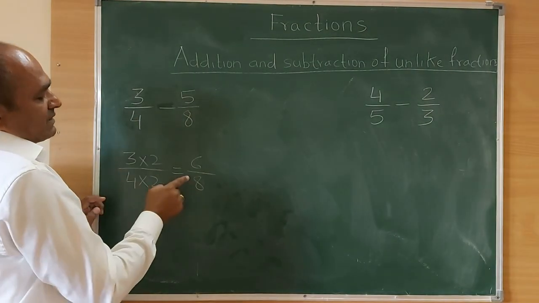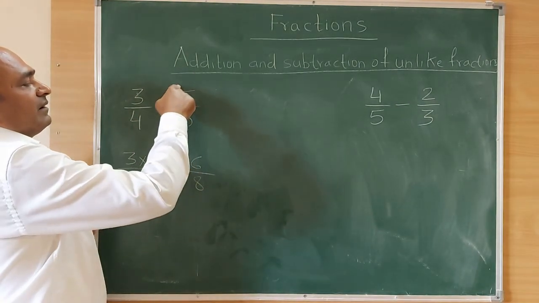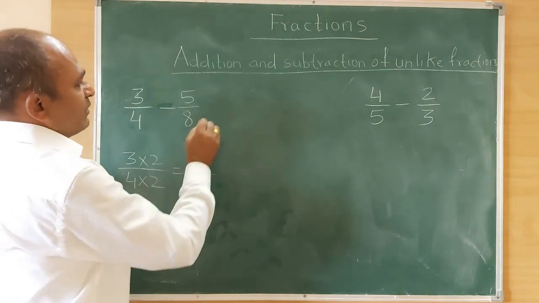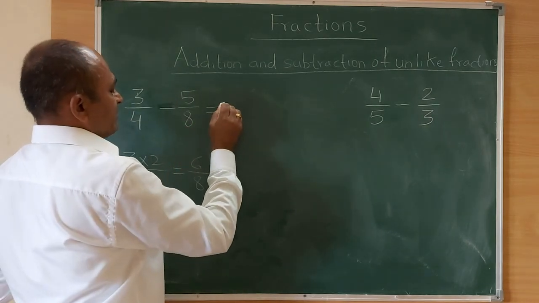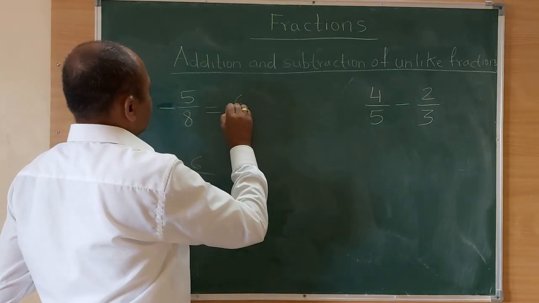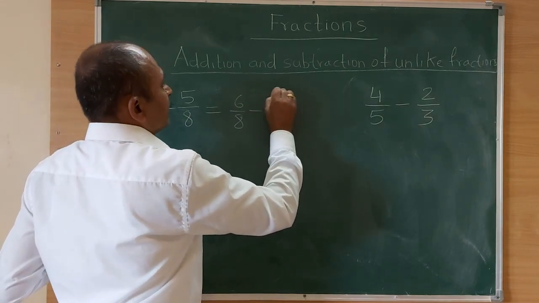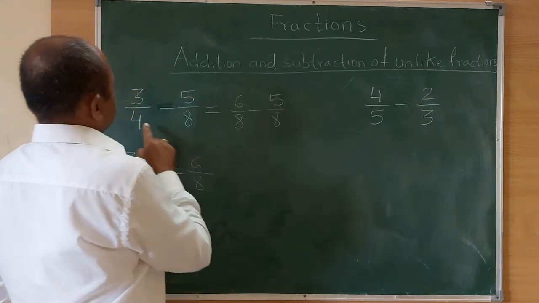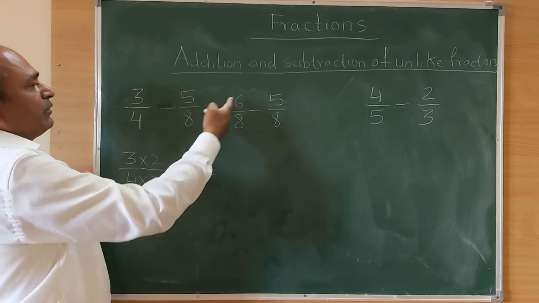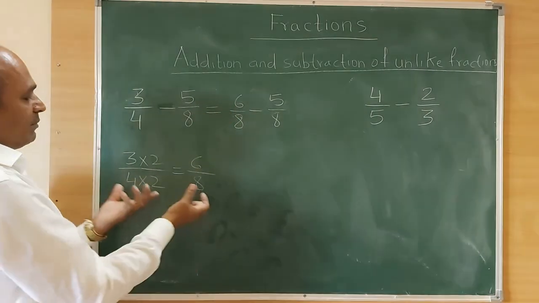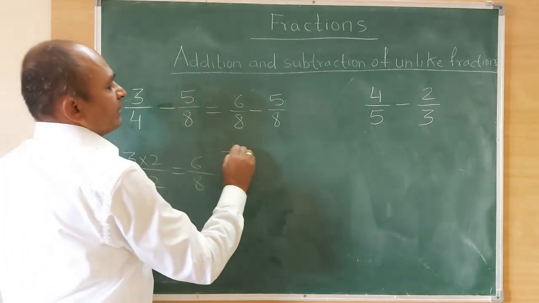So 6 upon 8 means now these two fractions are like fractions. So now it goes easy for me to subtract one fraction from the other. So 6 upon 8 minus 5 upon 8. So 3 upon 4 means what? 6 upon 8, because the value of 3 upon 4 and 6 upon 8 is the same, because they are equivalent fractions.